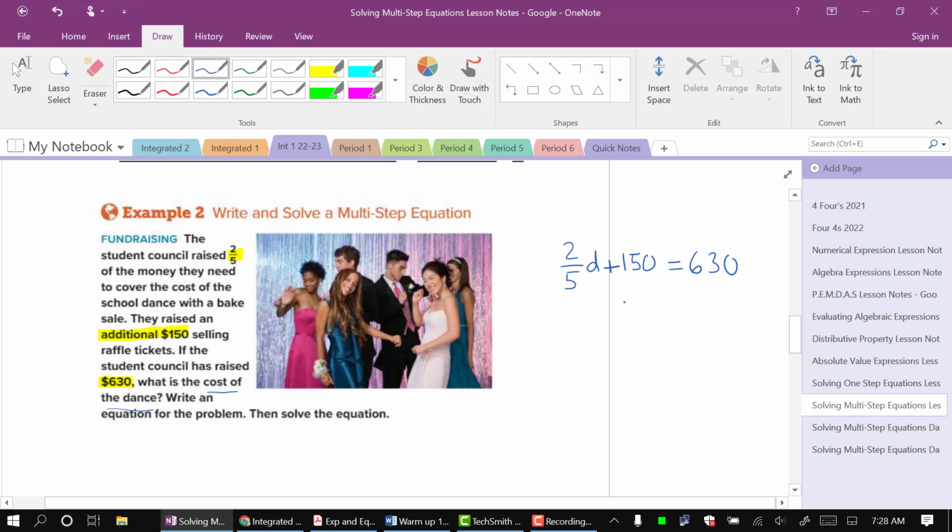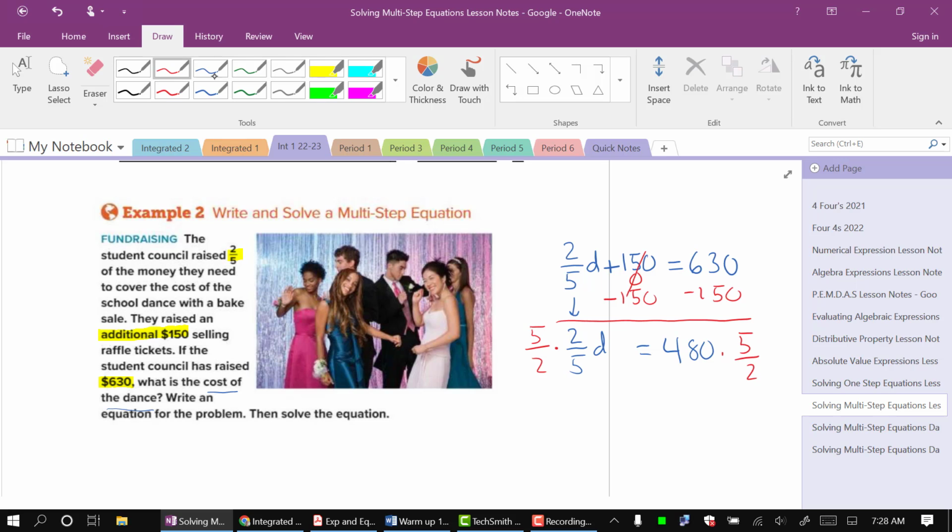So here's our equation. Let's go ahead and solve out this equation. So I'm going to undo the addition first. So minus 150 minus 150. Positive 150 and negative 150 gives you 0, leaving you just with 2/5 times d equals 480. I'm going to multiply by the reciprocal of 2/5. The reciprocal of 2/5 is 5/2. By doing this, this gives me 10 divided by 10, which is just 1.